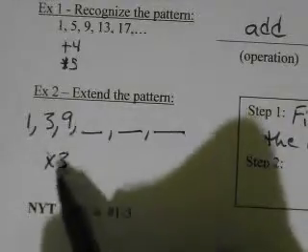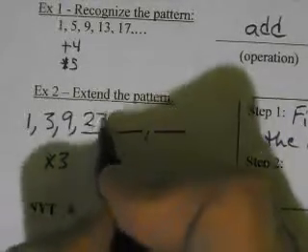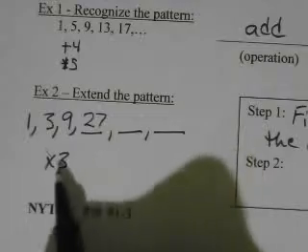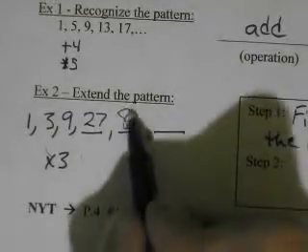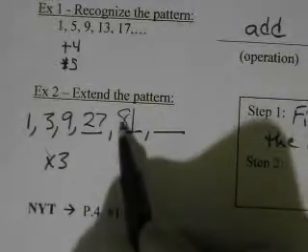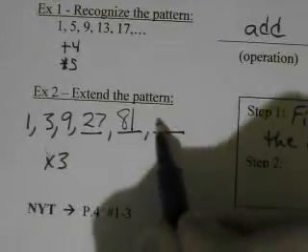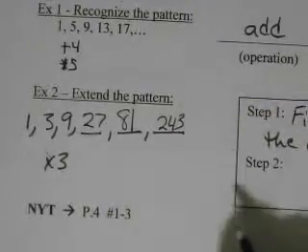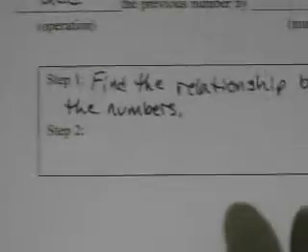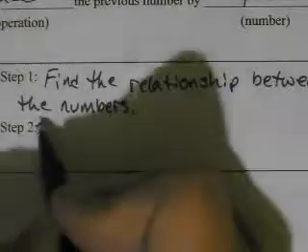So to continue the pattern, all you have to do is keep multiplying. So 9 times 3 will give us 27. 27 times 3 is 81. And finally, 81 times 3 is 243. So step 2 would be continue the pattern.